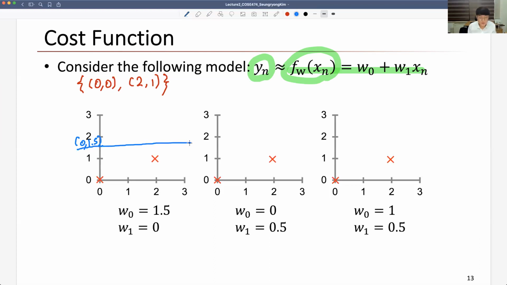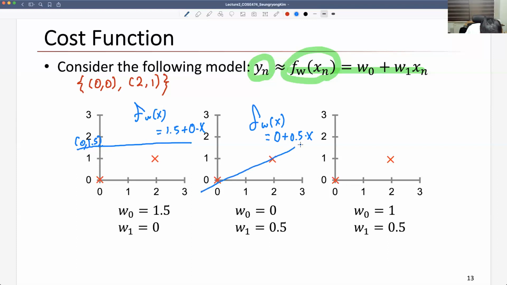What about the second one? When W0 is equal to 0 and W1 is equal to 0.5. In the first case, it was 1.5 plus 0 times x. In the second case, our mapping function should be 0 plus 0.5 times x. Then how can I draw this? This straight line should be something like this, because when x is equal to 2, the output should be 1.